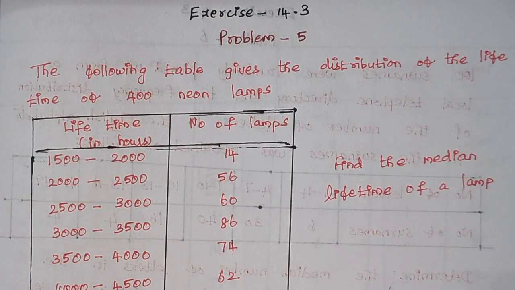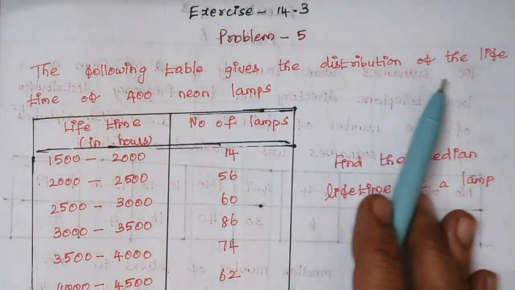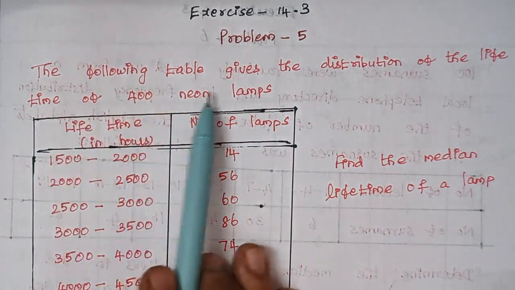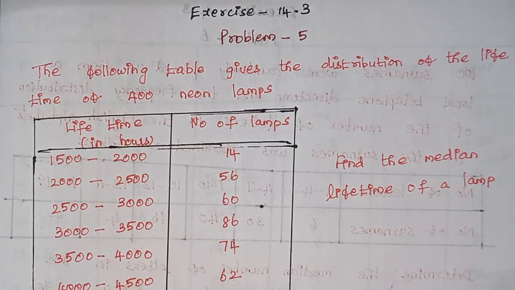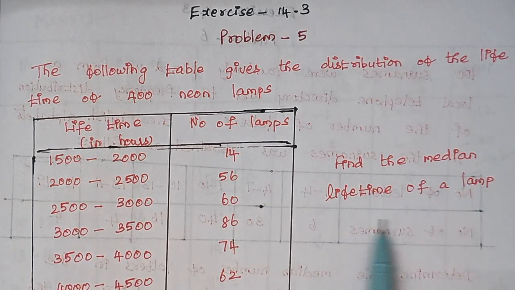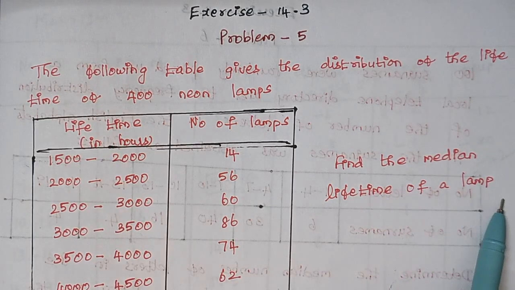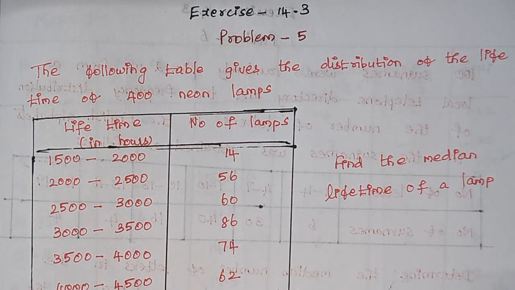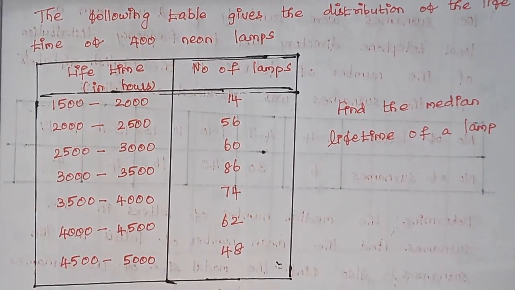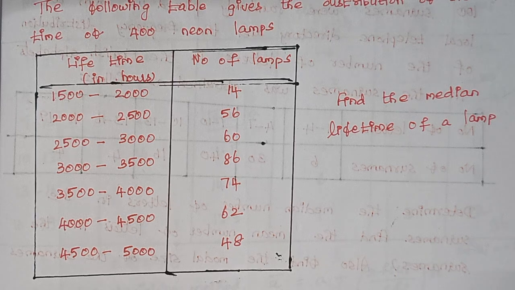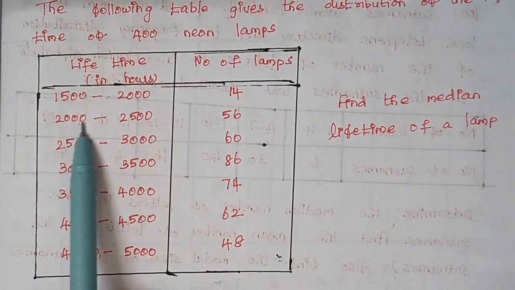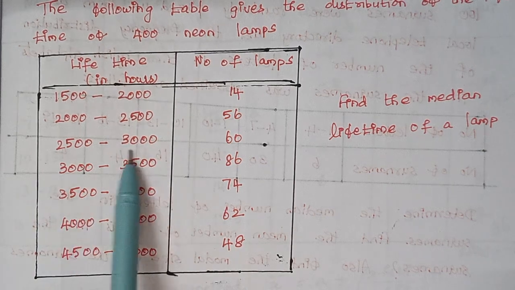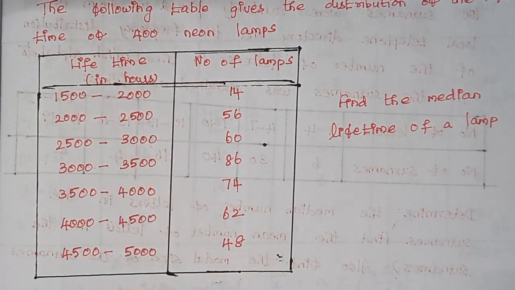Problem number 5. The following table gives the distribution of the lifetime of 400 neon lamps. So here a tabulation is given and we have to find the median lifetime of a lamp. So again, just look at the tabulation here. Just have a check, right? You see here the intervals are proper: 2000, 2000, 2500, 2500, 3000, 3000, and it goes like this.